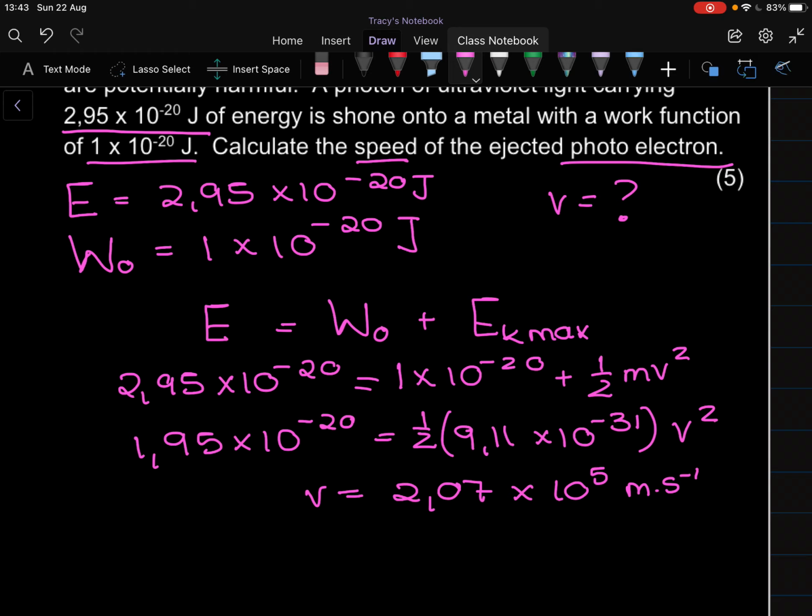And I'm happy with that number. I haven't exceeded the speed of light. As soon as you go bigger than 3 times 10 to the 8, you've absolutely made a mistake. But it is very, very large. And I expect that because I'm looking at very, very tiny particles that are moving. First question, done.